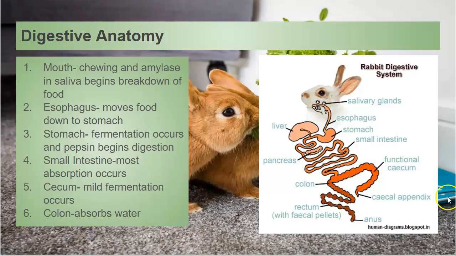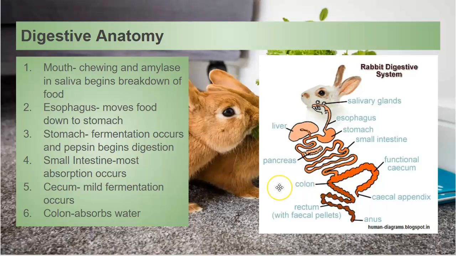So looking at the right side here, we can see the digestive system. It starts here in the mouth with the salivary glands, moves down into the esophagus, down into the stomach, makes its way down to the small intestine, the cecum, and then the colon area.